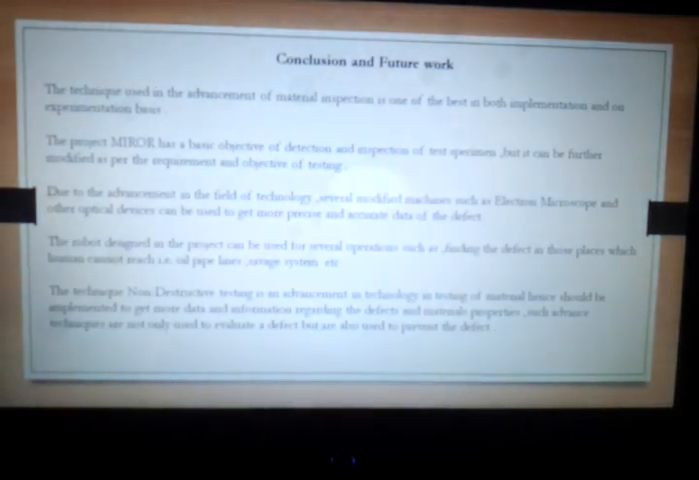So what is the conclusion and future work? The technique used in the advancement of material inspection is one of the best in both implementation and experimentation basis. The project has a basic objective of detection and inspection of test specimens, but it can be further modified as per the requirement and the objective of testing. Due to the advancement in the field of technology, several modified machines such as electron microscopes and other optical devices can be used to get more precise and accurate data of the defect.